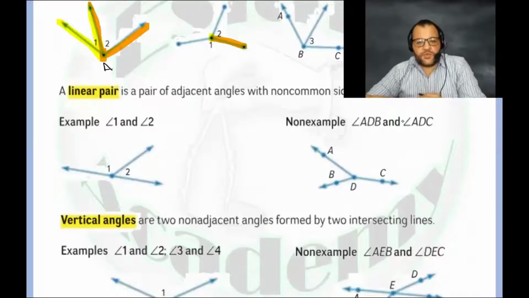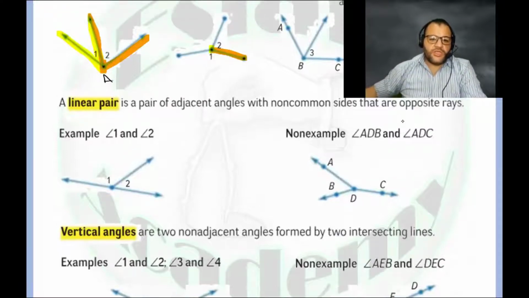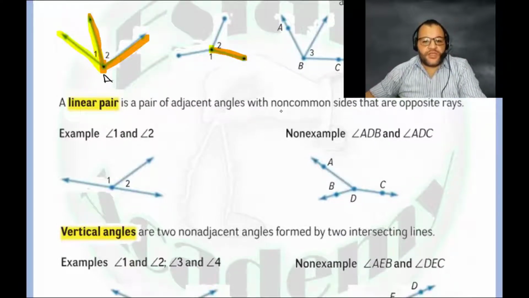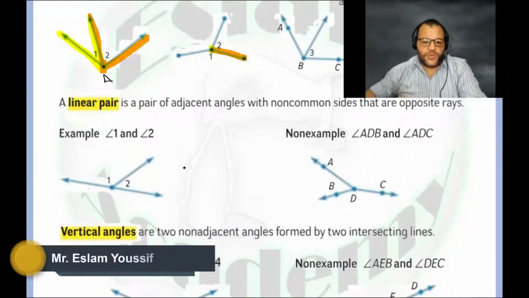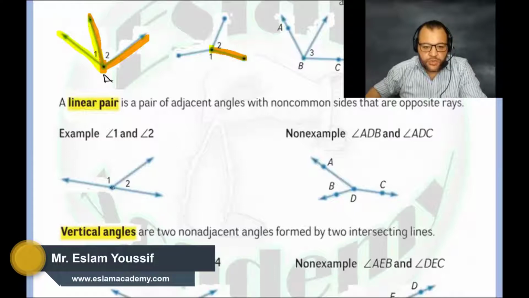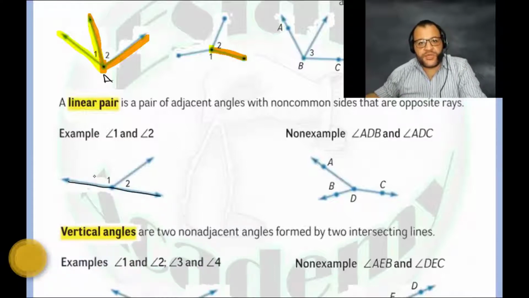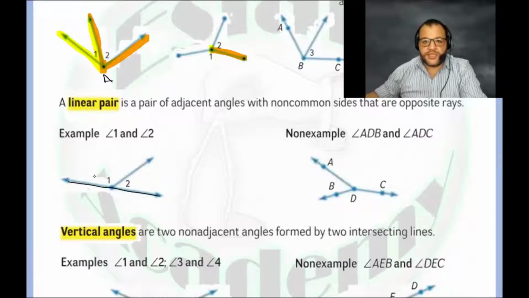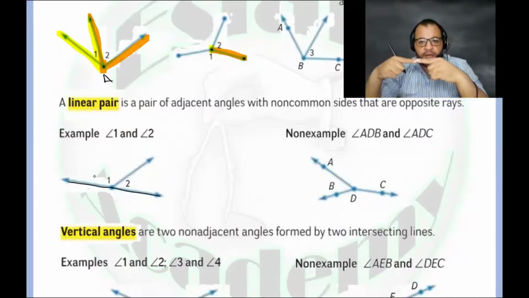Linear pair angles. What is the meaning of a linear pair of angles? A linear pair is formed by angles drawn on the same straight line, and they are adjacent. They form a straight line. So a linear pair is a pair of adjacent angles with a common side and non-common sides that are opposite rays. If you remember, what is the meaning of opposite rays? Two rays forming a straight line.